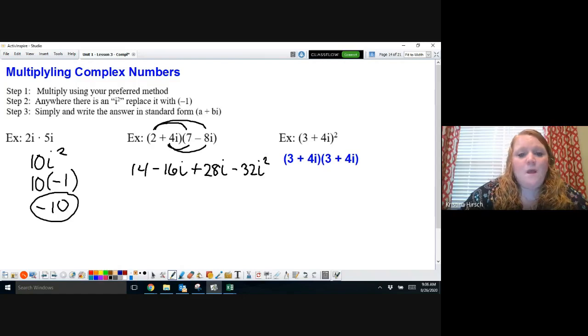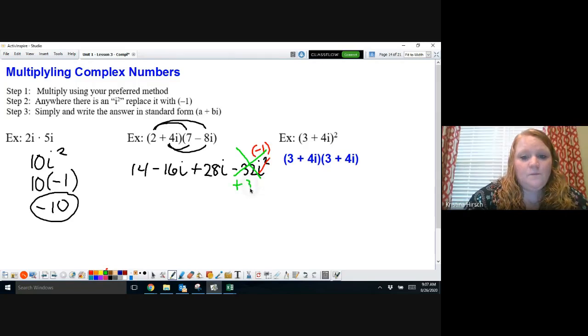All right, so we're going to replace this i squared with a negative 1. So I'm going to go ahead and put that here. And then think about what really is happening here. When you have a negative 1 times a negative 32, you ultimately are ending up with a positive 32, because it changes your sign.